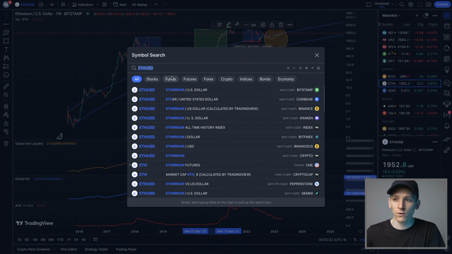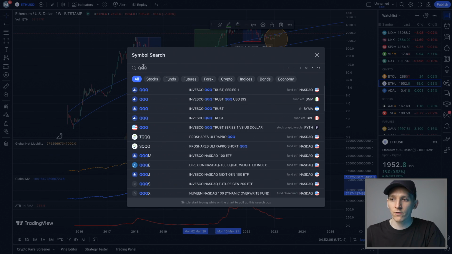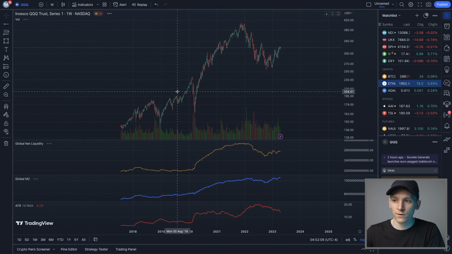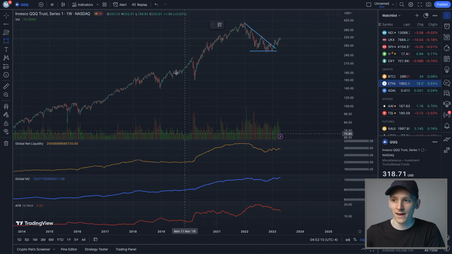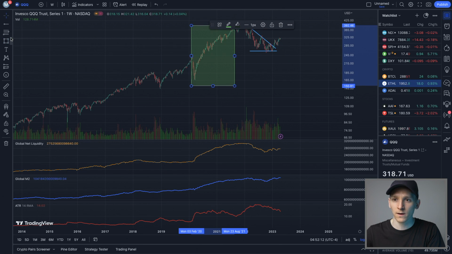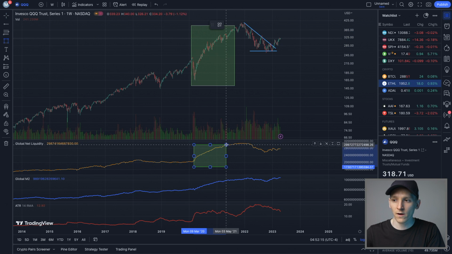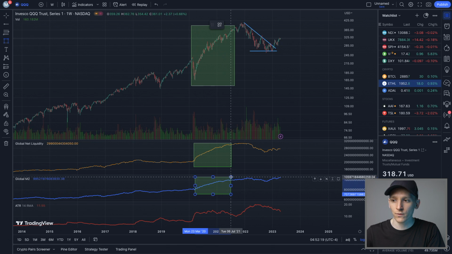But we don't have to look at crypto. What if you don't want to invest in cryptocurrency? How about something very TradFi like QQQ, the NASDAQ index? You can see the exact same thing, a huge bull market for this index coinciding with a huge growth in global net liquidity and a huge growth in M2 money supply.